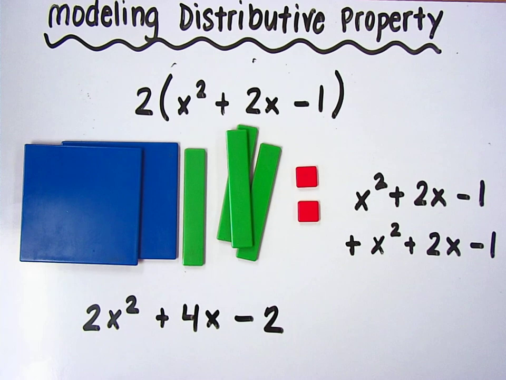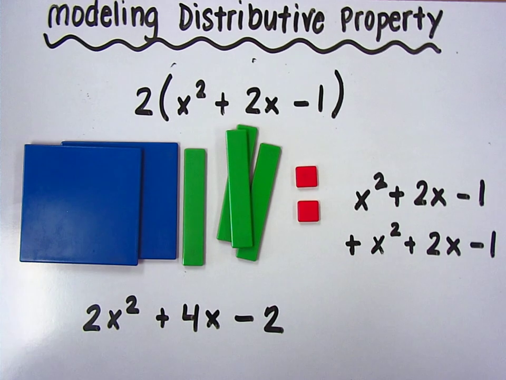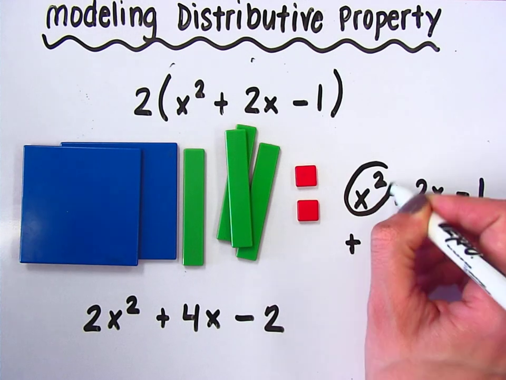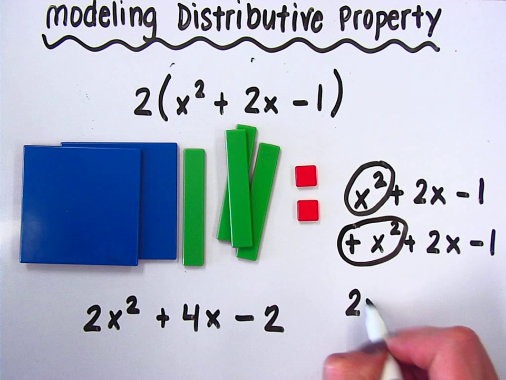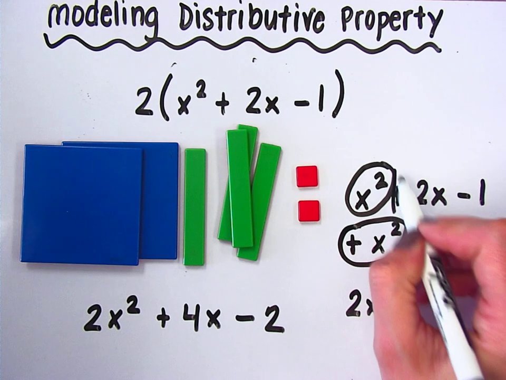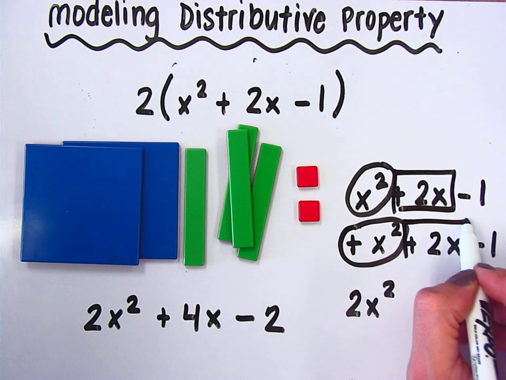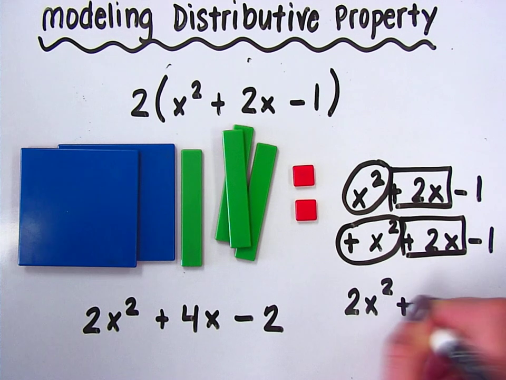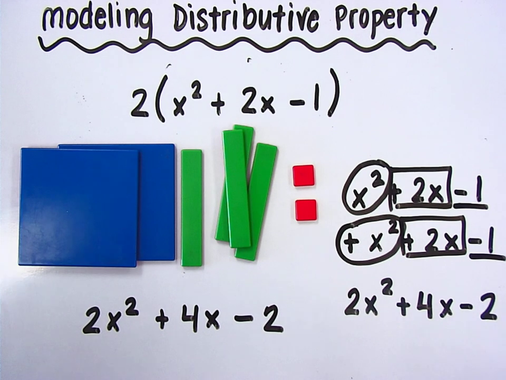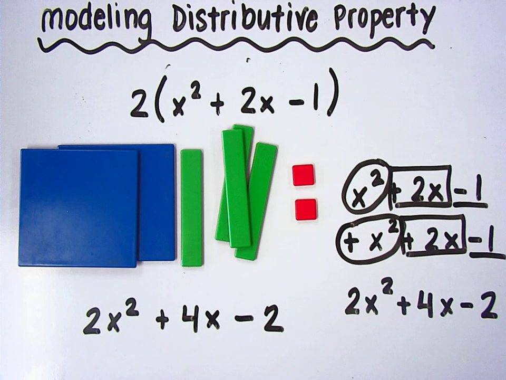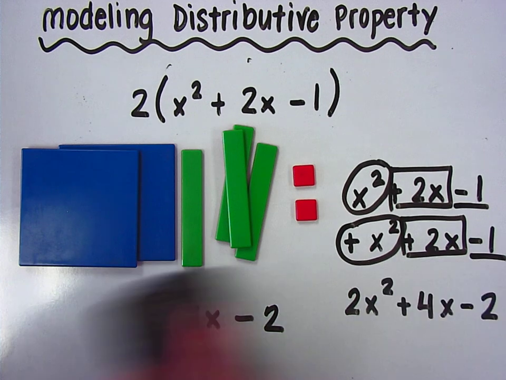We can do something similar when we look at our expression. So we're going to find our x squared and combine it with our other x squared to get 2x squared. 2x combines with our other 2x to get 4x. And negative 1 combined with negative 1 is negative 2. One more example.